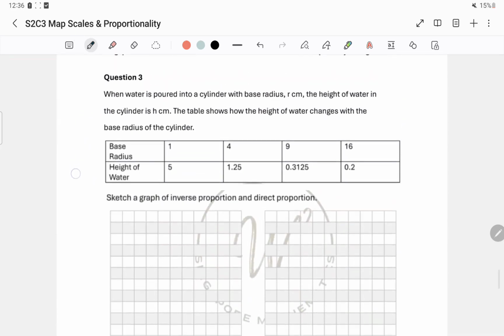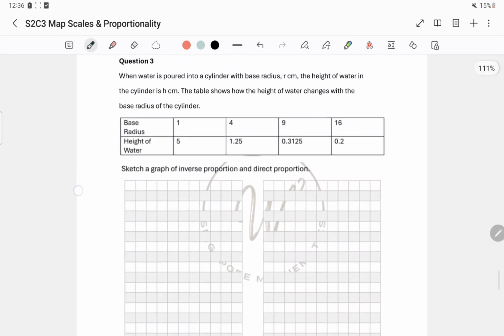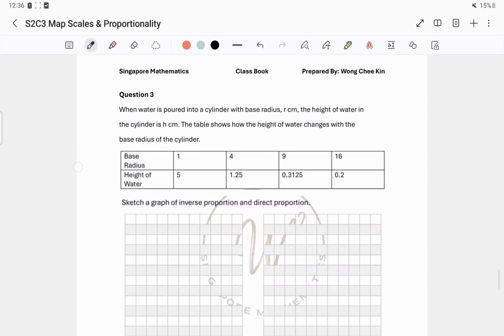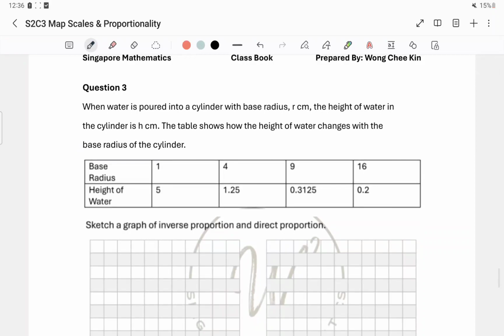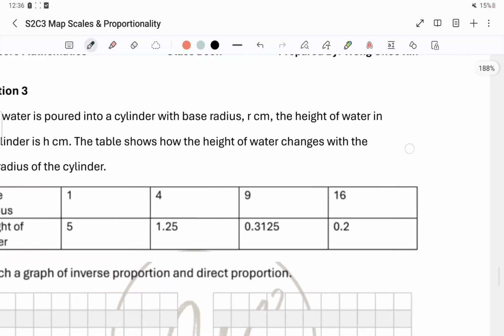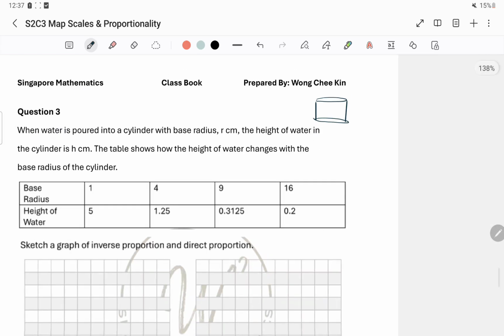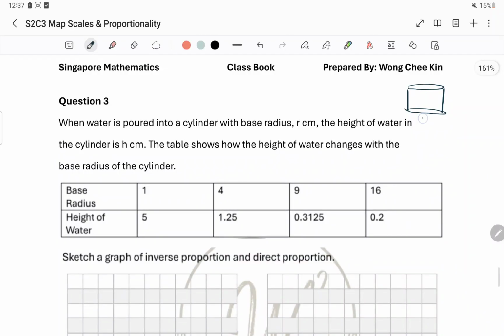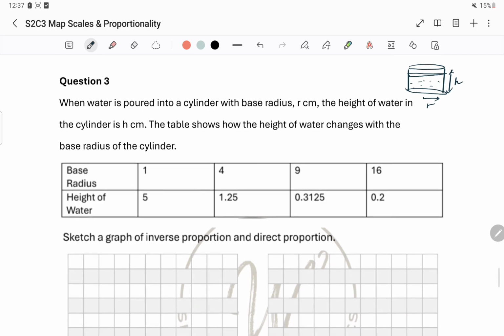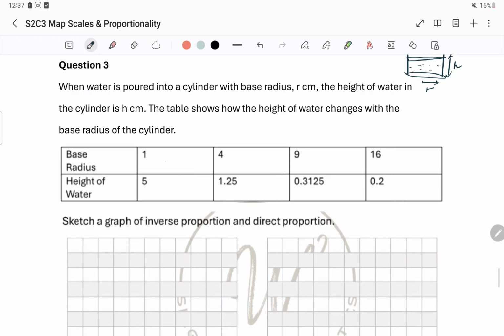Now let's look at question 4 over here. Water is poured into a cylinder with a base radius r cm. So look at the cylinder here. And the height of the water in the cylinder is h cm. So you have an r over here and then we have an h, the height of the water, but I'm not so sure how much it is. It will be h. Now the table shows how the height of the water changes with the base radius. So if the base radius is 1, 4, 9, 16, then you can see 5, 1.25, 0.2 and so on.